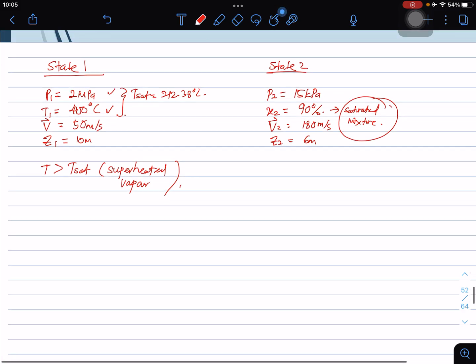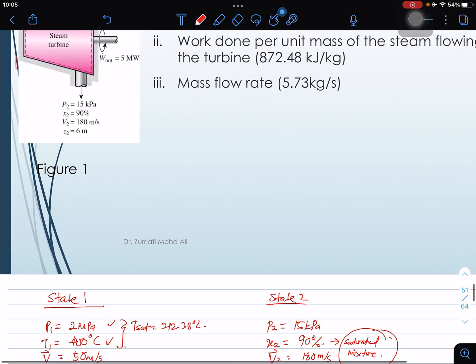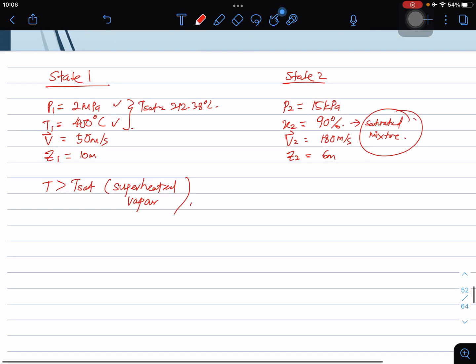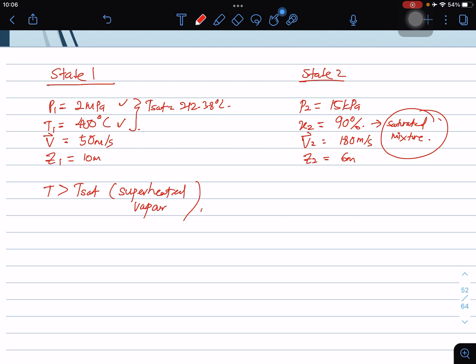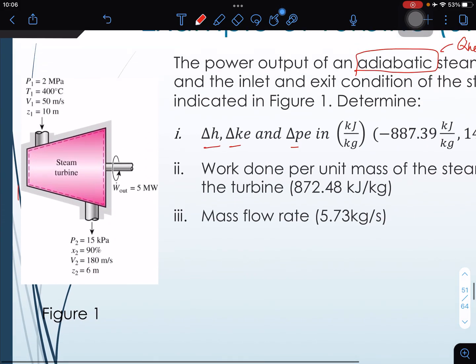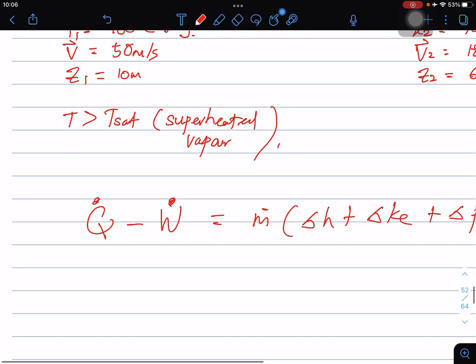Now, in order to find the delta H, KE and also PE, we need to use the energy equation, the steady flow energy equation, for this kind of problem where you need to find the value of Q and also W and other terms. For the open system, we can write: Q dot minus W dot equal to m dot times delta H plus delta KE plus delta PE. This is only valid for a single input and single output, such as in this diagram. You have only one input and also one output.